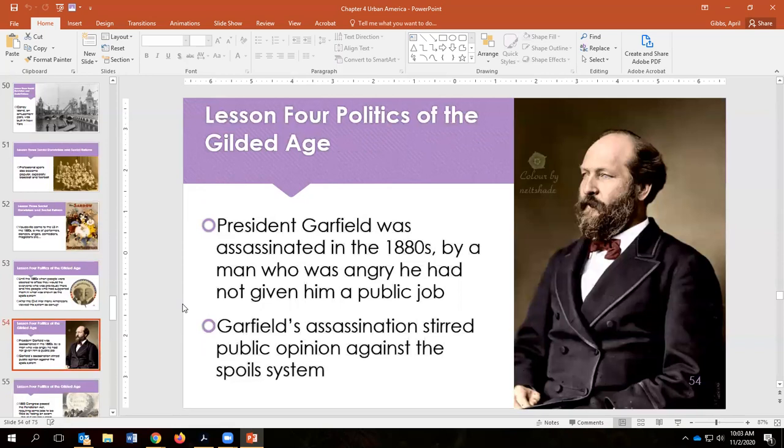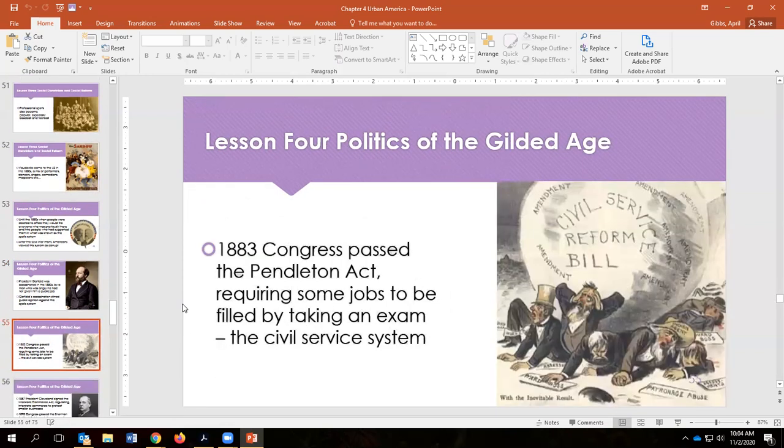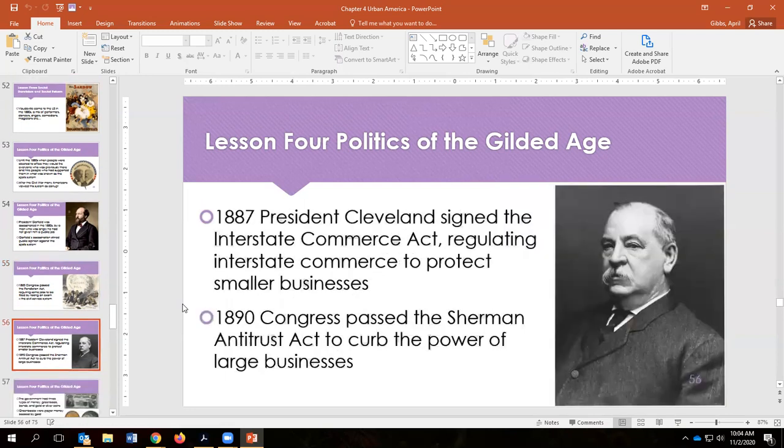President Garfield was assassinated in the 1880s by a man who was angry he had not given him a public job. Garfield's assassination stirred public opinion against the spoils system. In 1883, Congress passed the Pendleton Act, requiring some jobs to be filled by taking an exam. This is now known as the civil service system. Just like I have to pass certain exams, I had 3 exams before I was allowed to become a teacher. So you still have to take an exam for some professions.